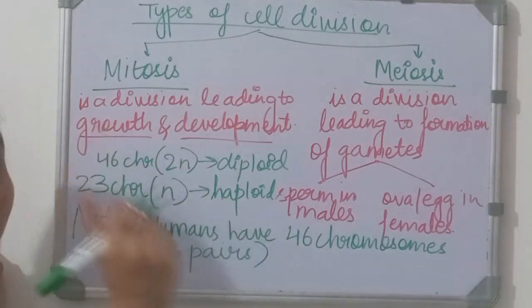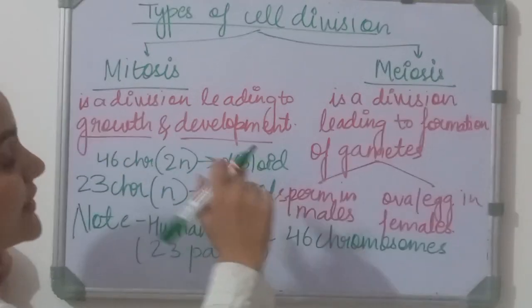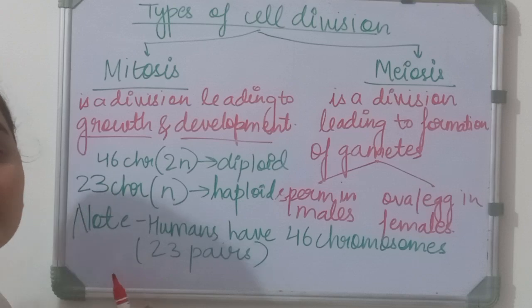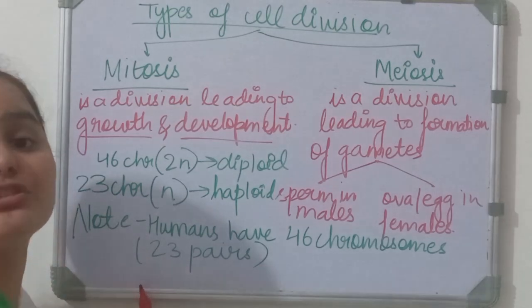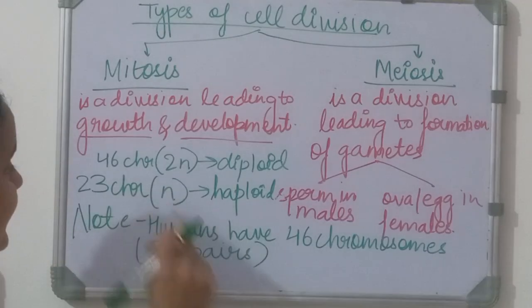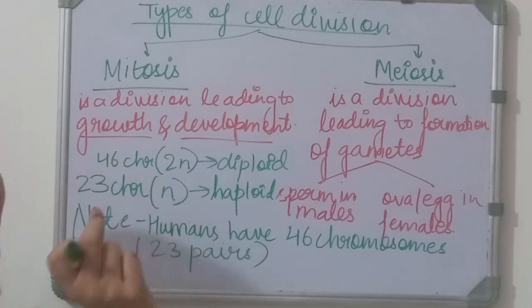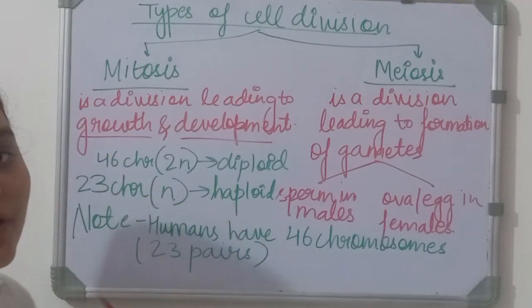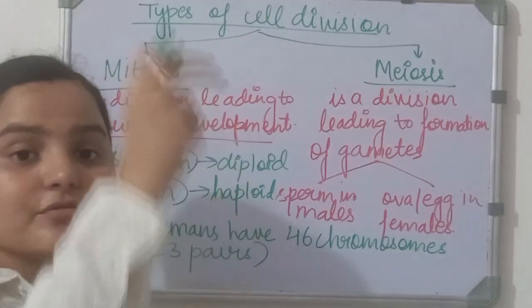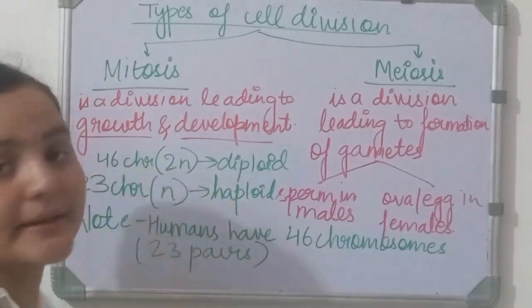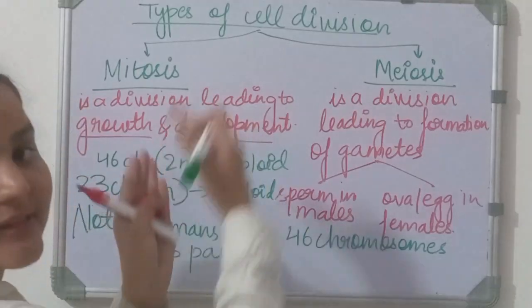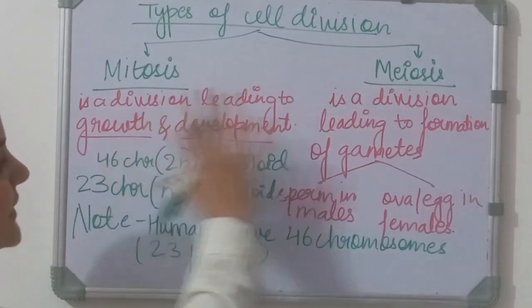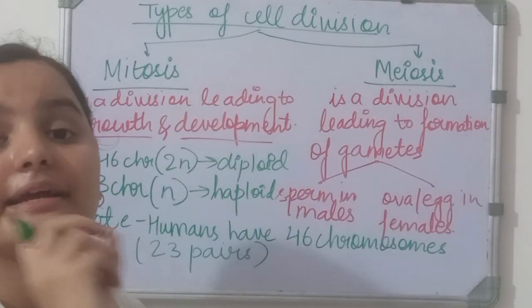Okay, 23 pairs is a diploid condition, because it has 46 chromosomes. One pair is equal to 2, okay? And just 23 chromosomes is haploid. So haploid is having one set of chromosomes and diploid is having two sets of chromosomes, okay? I hope it is clear. Now let's study in detail about mitosis and meiosis.